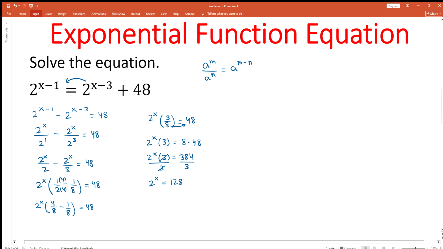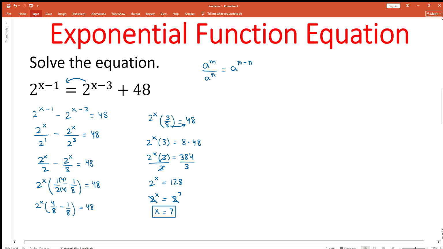In this step, the base of the x term is 2. We can solve this equation using the same base method. 128 is equal to 2 to the power 7. So we can change 128 to 2 to the power 7. Now we have the same base on both sides. We can cancel out the bases and we are left with x equals 7. This is the solution for this equation.